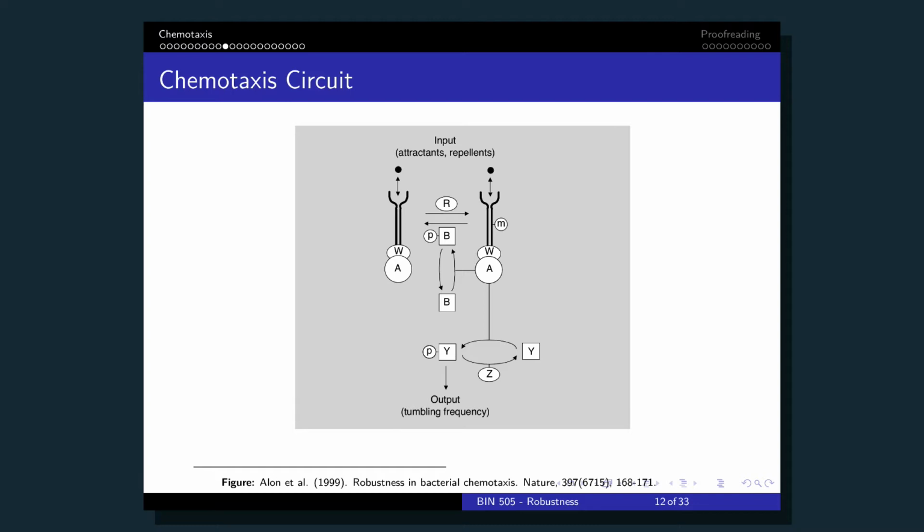If it's methylated, it becomes active, meaning key A attached to it can phosphorylate both Y and B. But if it's methylated but also a ligand is attached to it, it becomes inactive again, which means the phosphorylation stops. Now let's see what this means.